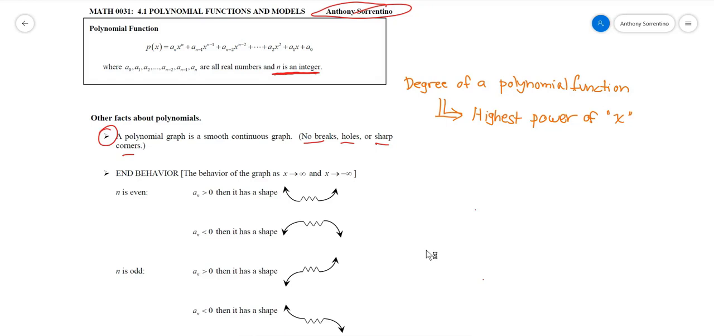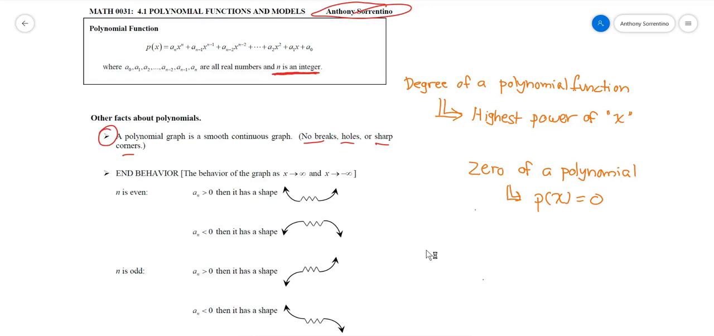First, it tells us how many zeros we could possibly expect. The zero of a polynomial is very much like the zero of a quadratic, and they're also known in other textbooks as roots. A zero of a polynomial is something that makes the polynomial function equal 0. So basically, where it crosses the x-axis.